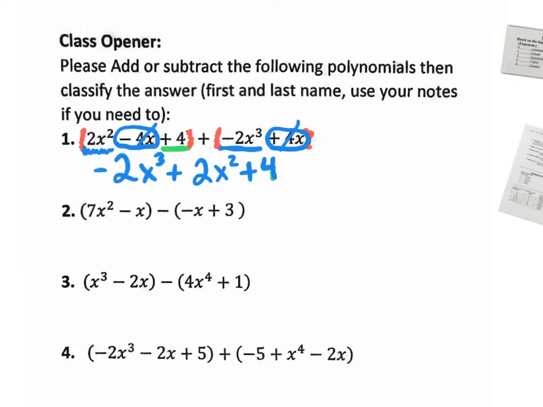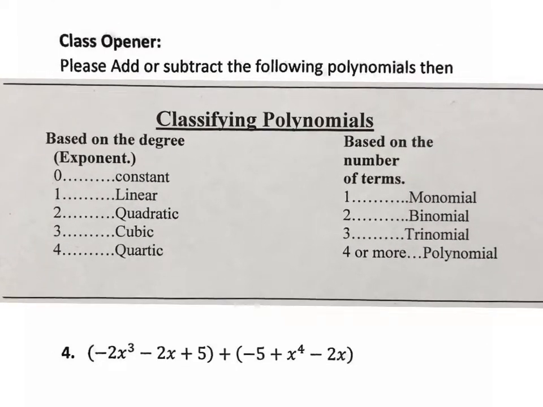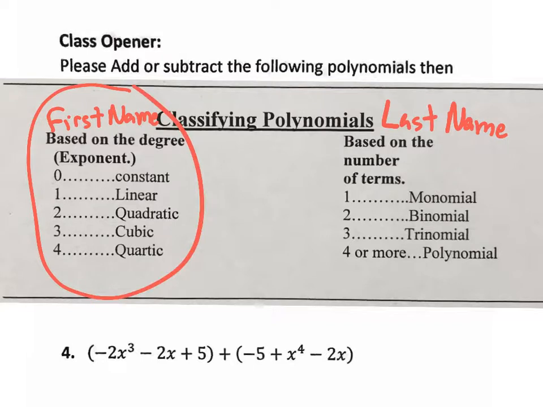Now, it's also asking us to classify the answer. So we have a first name based on the degree, the highest exponent. So what would the degree be right here? It would be 3. That's your highest exponent. So let's take a look at our notes again, particularly this part of our notes. I hope we remember, yesterday I asked you to write down first name right here and last name over there. That way we know how to find our first name, we know how to find our last name.